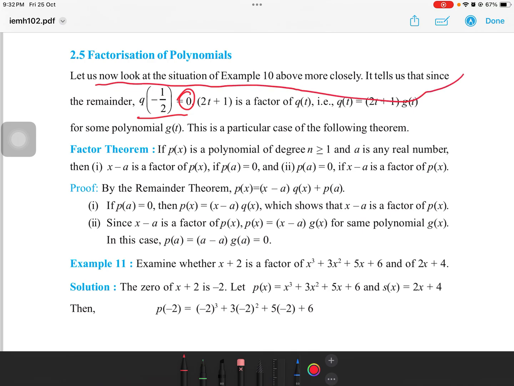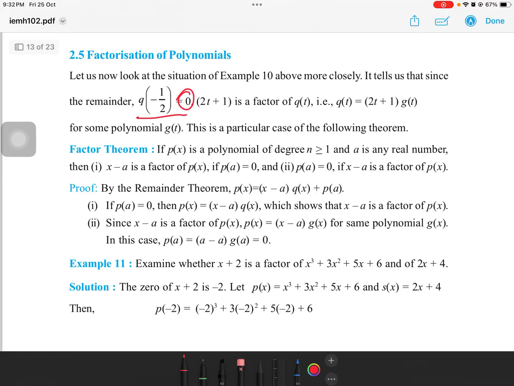That's what they're saying. Let us look at the situation of example 10 more closely. My underlining, it never gets proper. Okay, and this 2t plus 1 is a factor of q of t. Okay, because it's equal to 0. Okay, this is a particular case of the following theorem, and the following theorem is this.